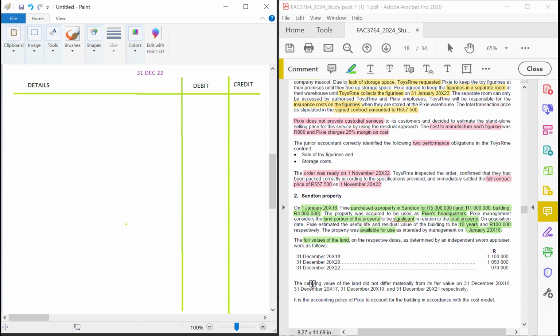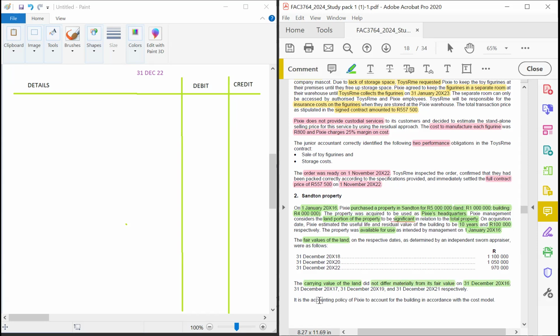As we read further, the carrying value of land did not differ materially from its fair value on acquisition date. Meaning that at year end of 2016, there was no revaluation because the fair value did not differ from the carrying amount. So there were no revaluations in 2016. Revaluations only started in 2018.